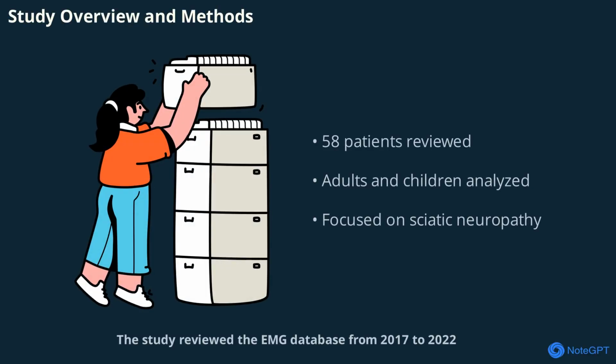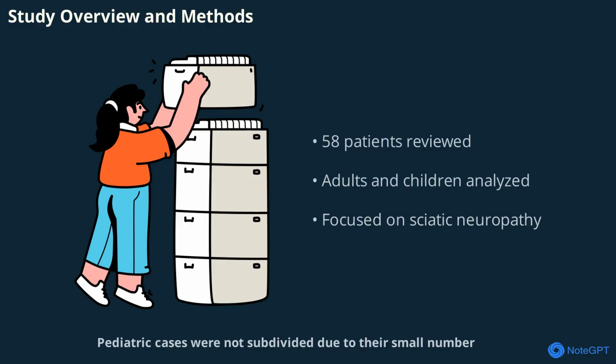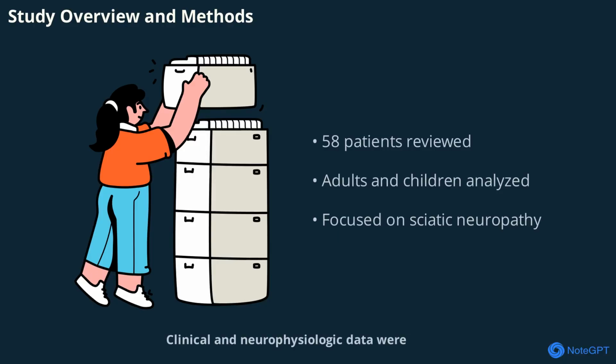The study reviewed the EMG database from 2017 to 2022, including 58 patients diagnosed with sciatic neuropathy. Patients were divided into adult and pediatric groups, with adults further categorized by etiology: injection trauma, non-injection trauma, and other causes. Pediatric cases were not subdivided due to their small number. The analysis excluded patients with plexopathy or pure lumbosacral radiculopathy, ensuring a focused look at sciatic neuropathy. Clinical and neurophysiologic data were meticulously collected for comprehensive evaluation.